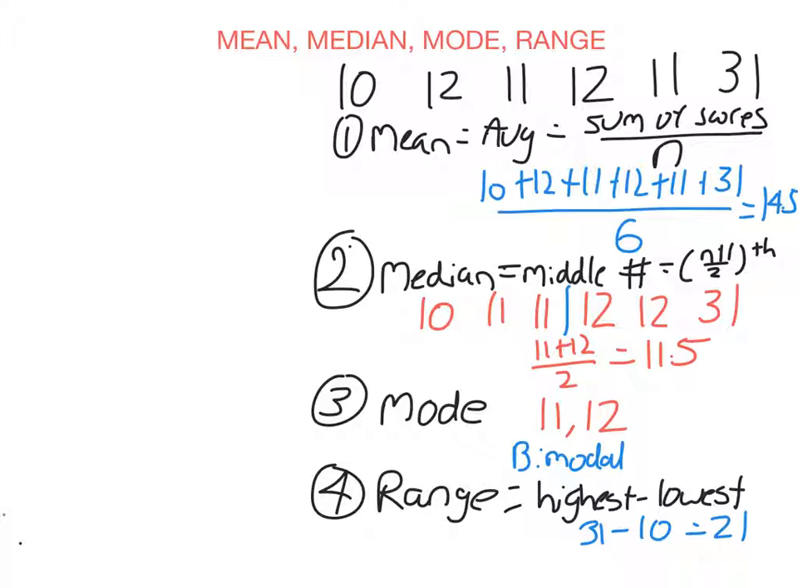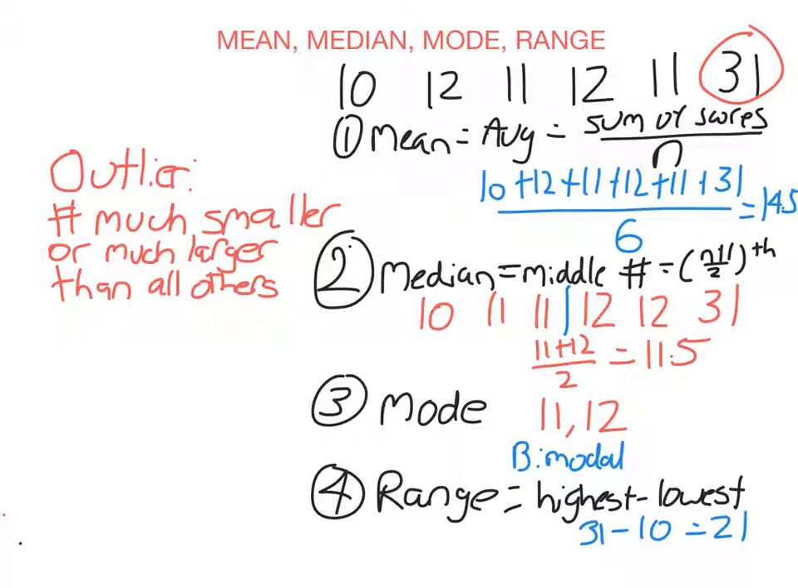Now, the other thing I need to mention here is this concept of an outlier. So an outlier is one of the data points that is much larger or much smaller than all the others. Sometimes in, say, science experiments, they'll actually leave these outliers out of their calculations. So in our data up here, the outlier is 31 because it's much larger than all the others.